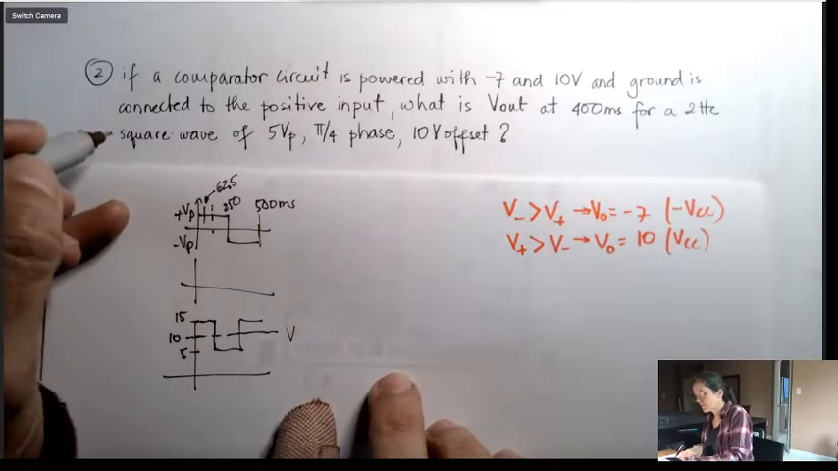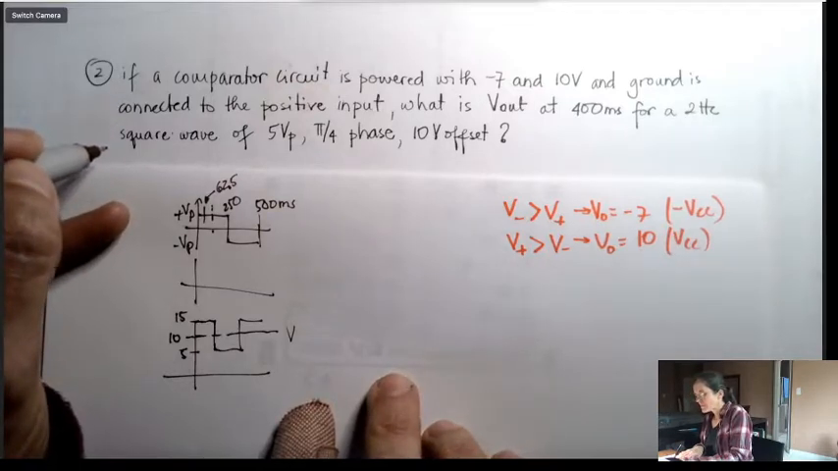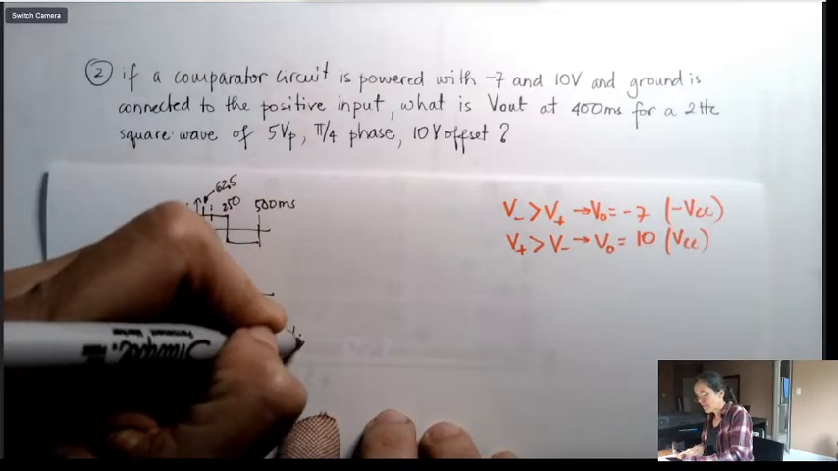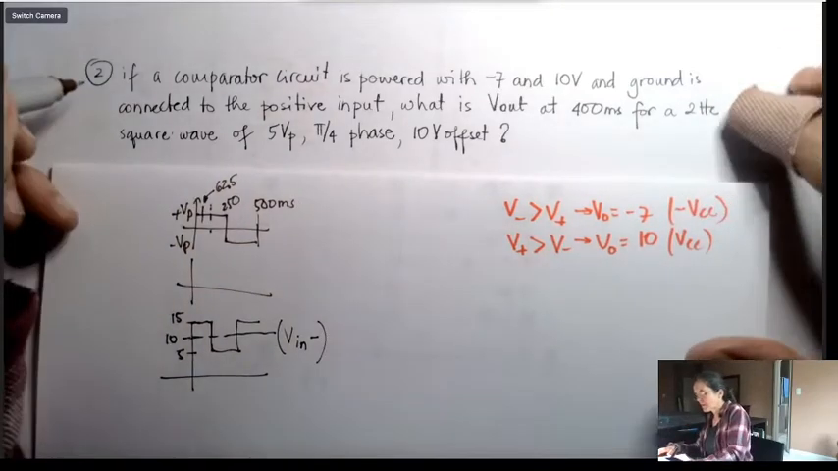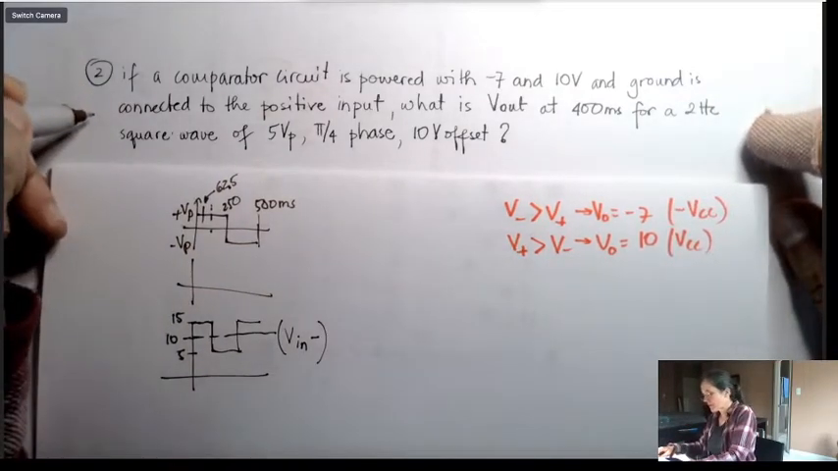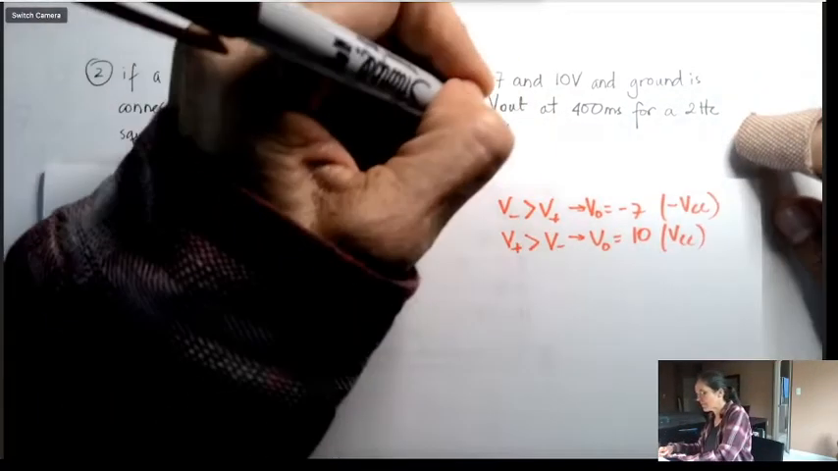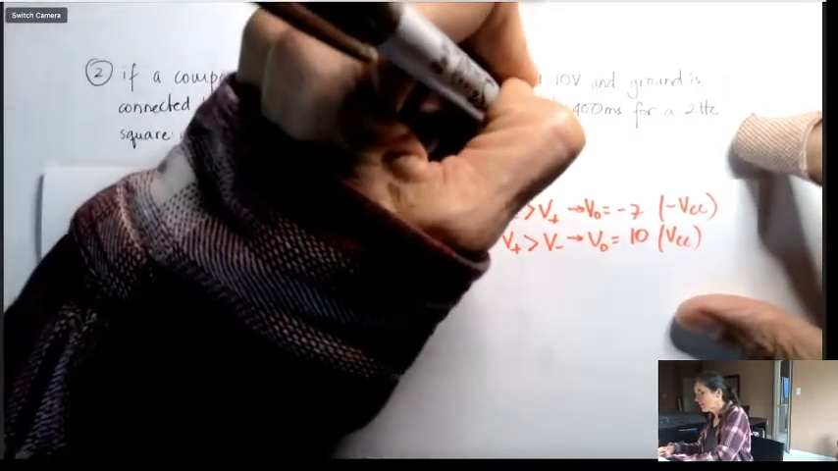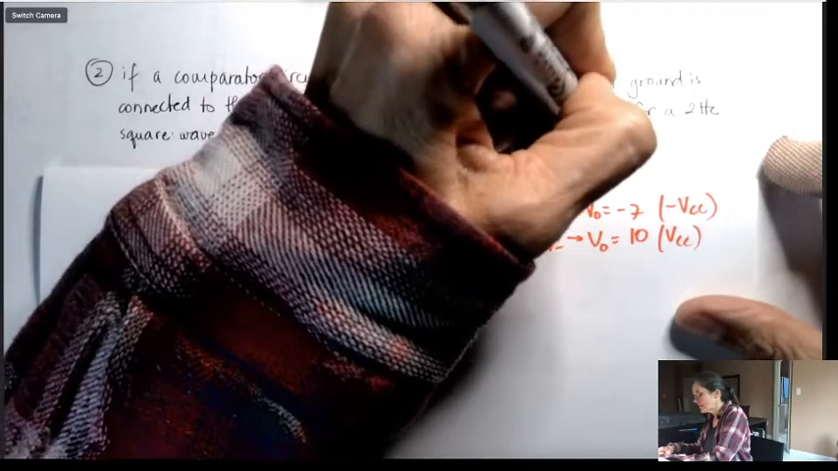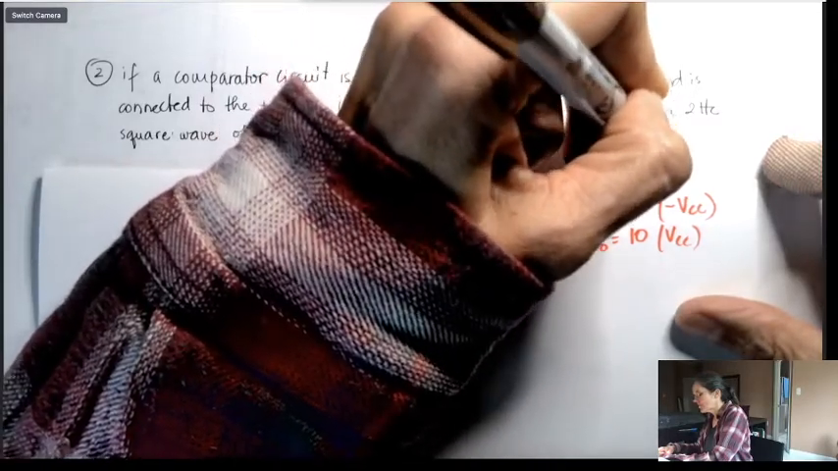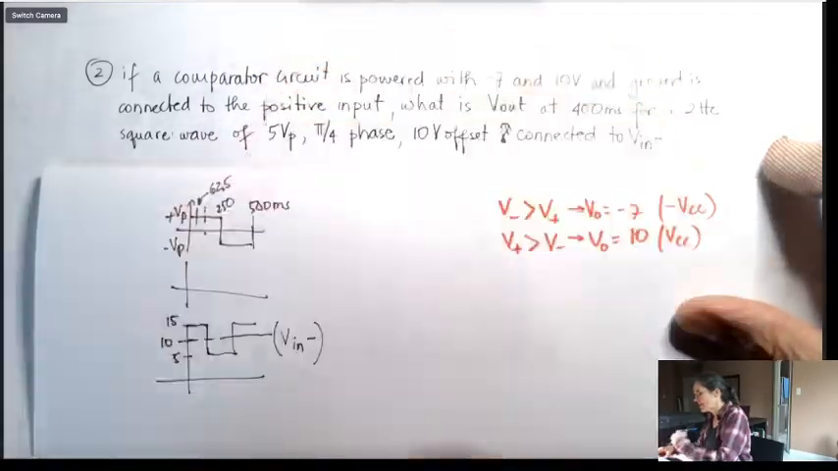connected to positive, and ground is connected to positive. So this is the V in minus. I should add here, if a comparator is powered and ground is connected to the positive input, what is V out for a square wave connected to V in minus?